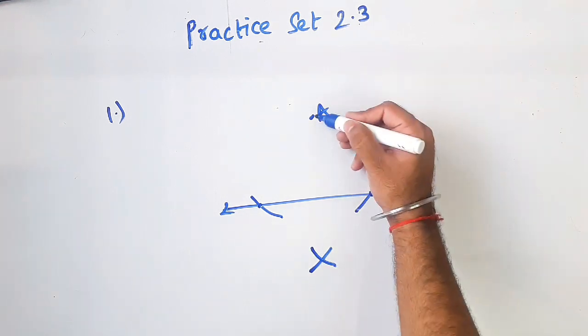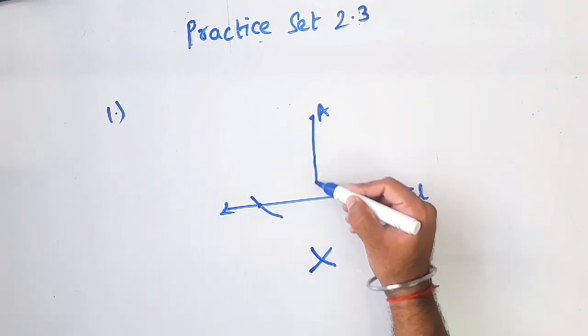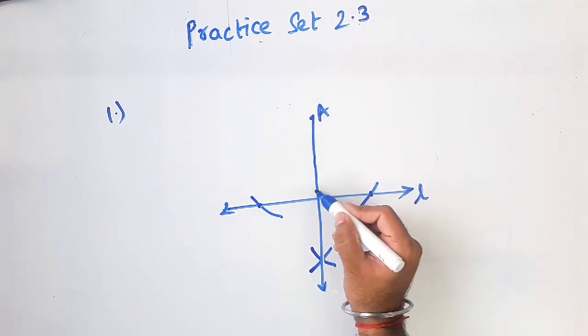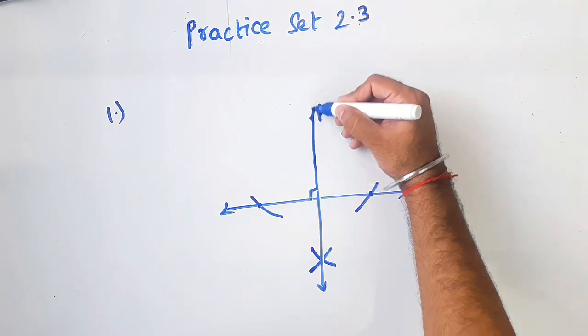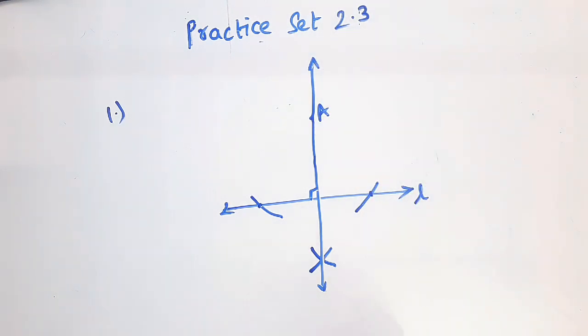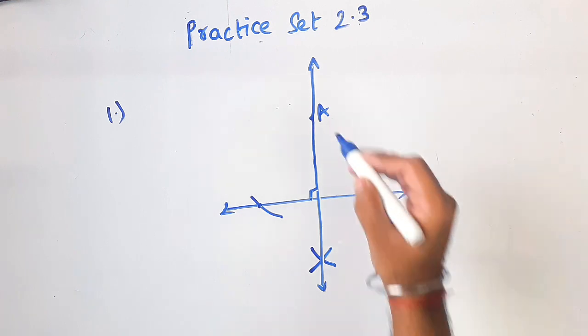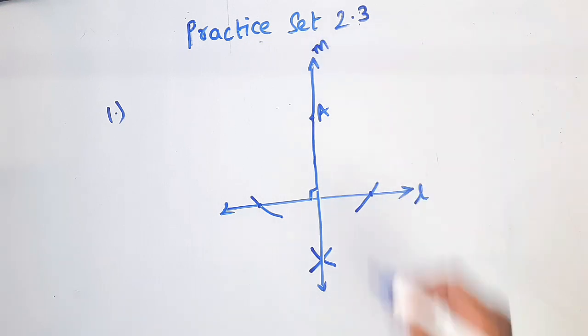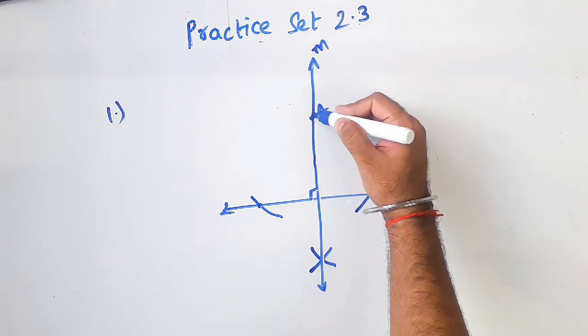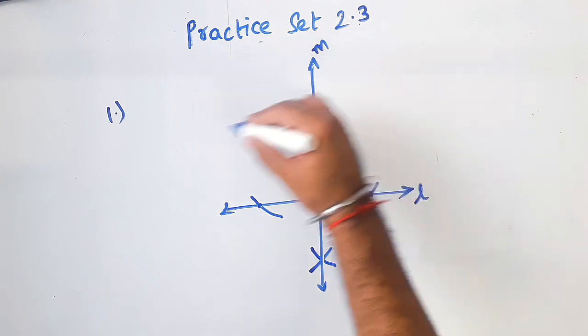Now if you join this, this will exactly be 90 degrees. So you will extend this, and now again you will draw a perpendicular. Now how to draw a perpendicular from a point on the line? This is a line now. Let me call this line M. You have to draw a perpendicular from point A on line M.